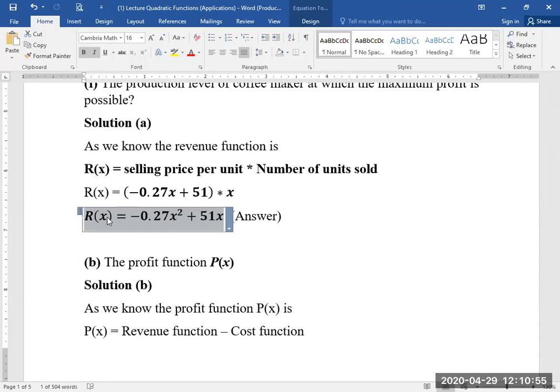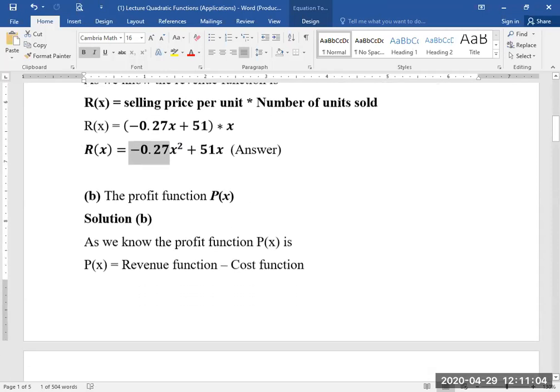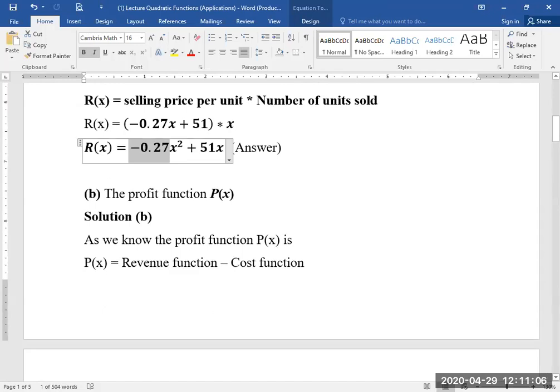This is a quadratic function, and having a negative value of a, it means it has a maximum revenue value if we make the graph of it.